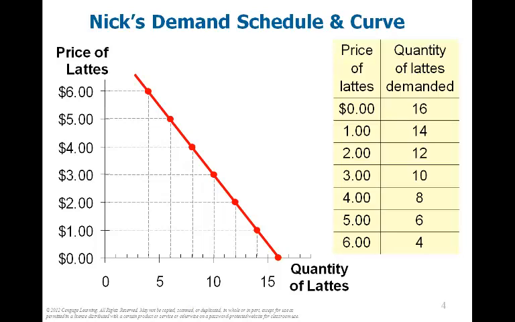Notice that the demand curve is downward sloping. This reflects the first law of demand. The first law of demand just states that there's an inverse relationship between the price of a good and the quantity demanded. The higher the price, the less the quantity demanded. So if the price is low, the quantity that I would purchase is higher than if the price were high.